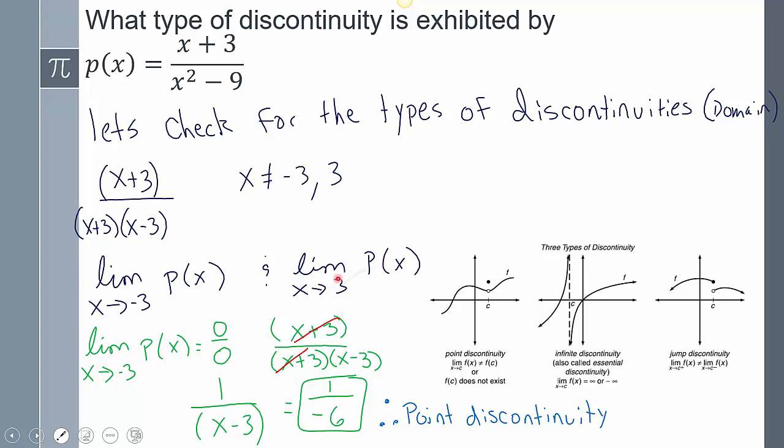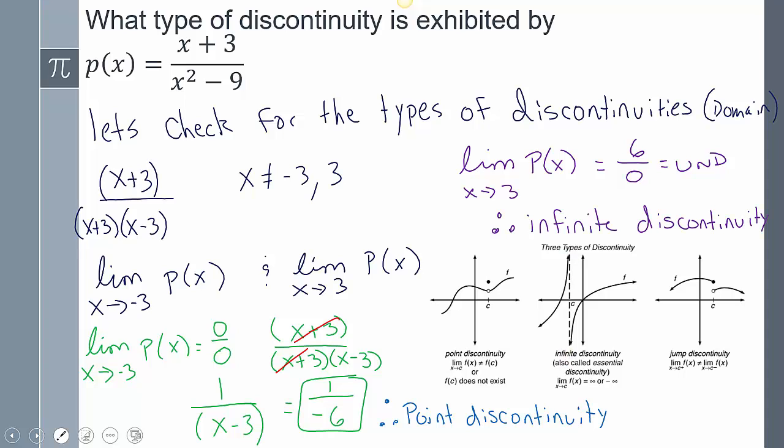This last one, as x goes to 3, I get an undefined value. Now we learned, maybe even in previous lessons, when we took a look at rational functions, that that represents a vertical asymptote. And so when we see a vertical asymptote, that implies an infinite discontinuity. So this value here is going to represent an infinite discontinuity.